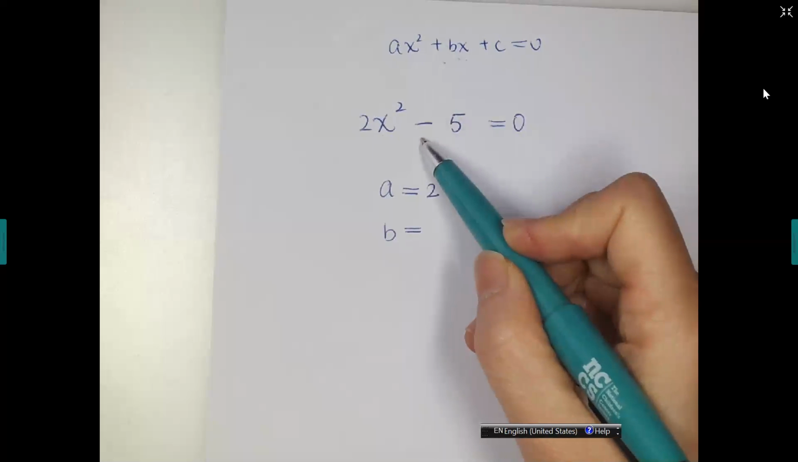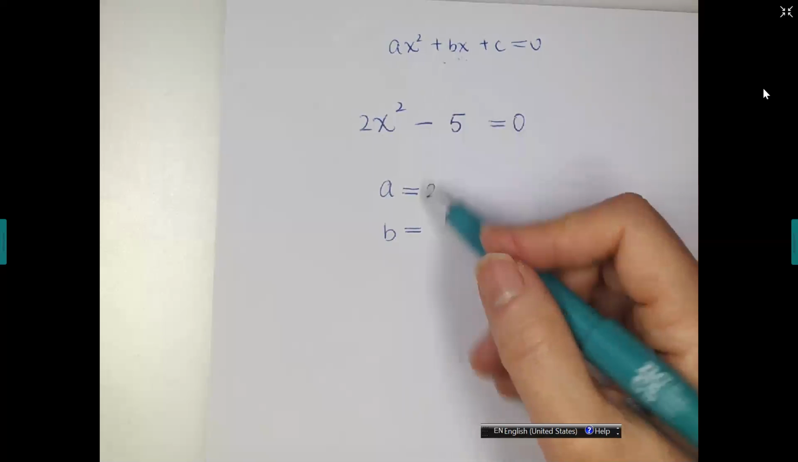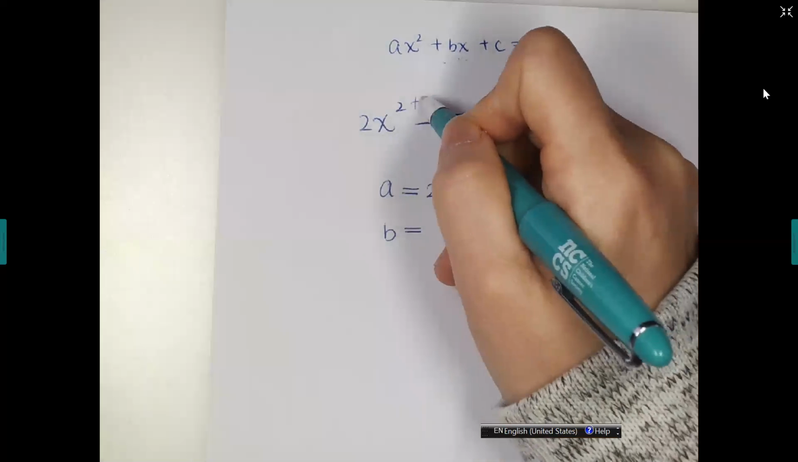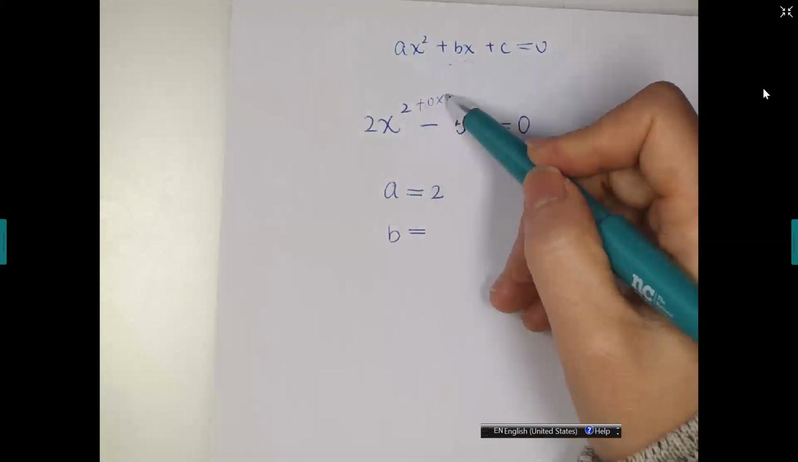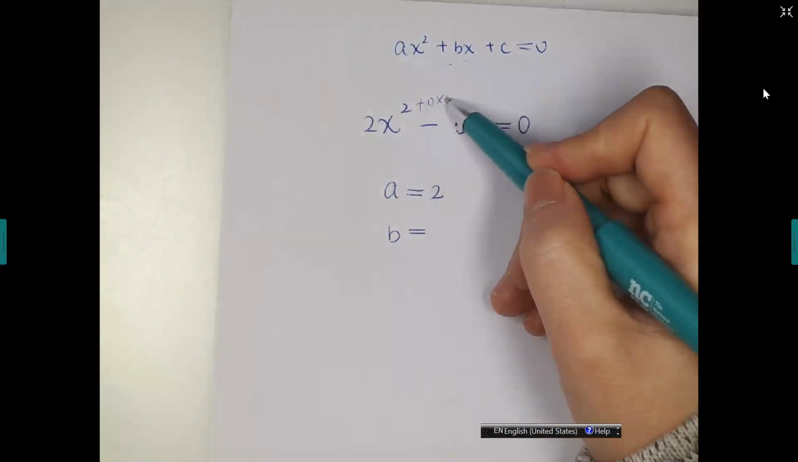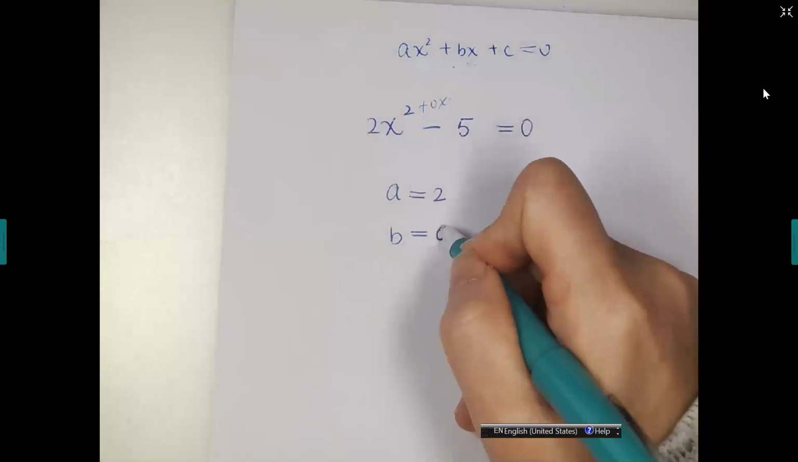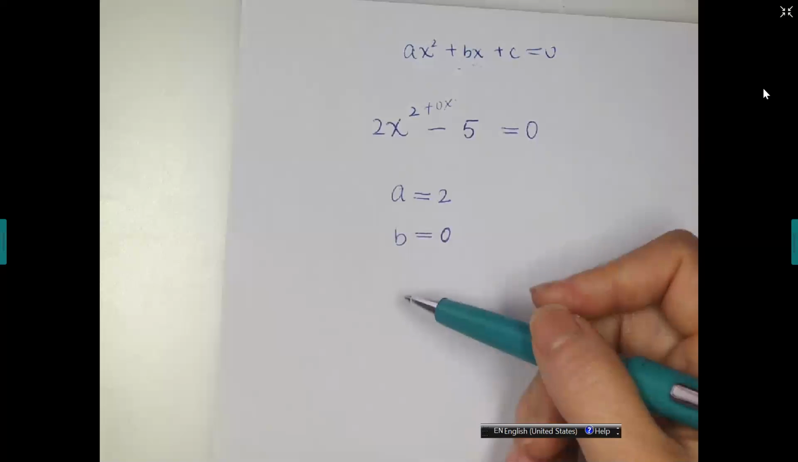But for this equation, we do not have the x term. There is no x there. So we can picture this as plus 0 times x. 0 times anything is 0. So that means the coefficient of the x term, b, is 0, because the x term does not show up in this equation. We just let the coefficient be 0.